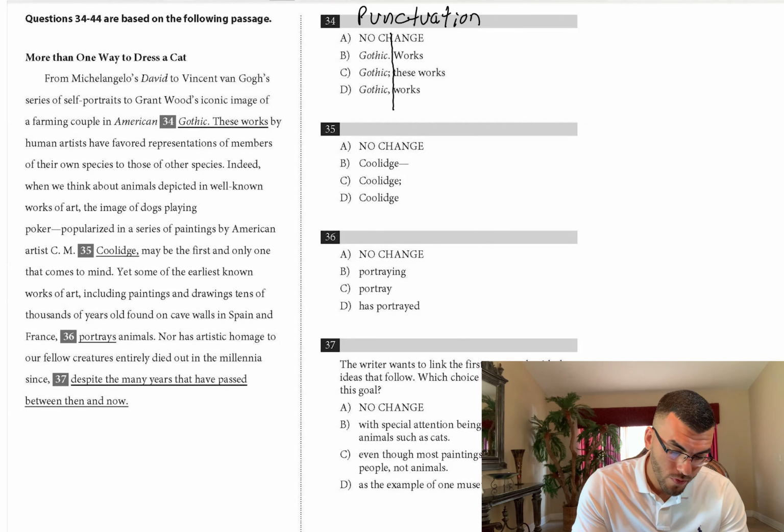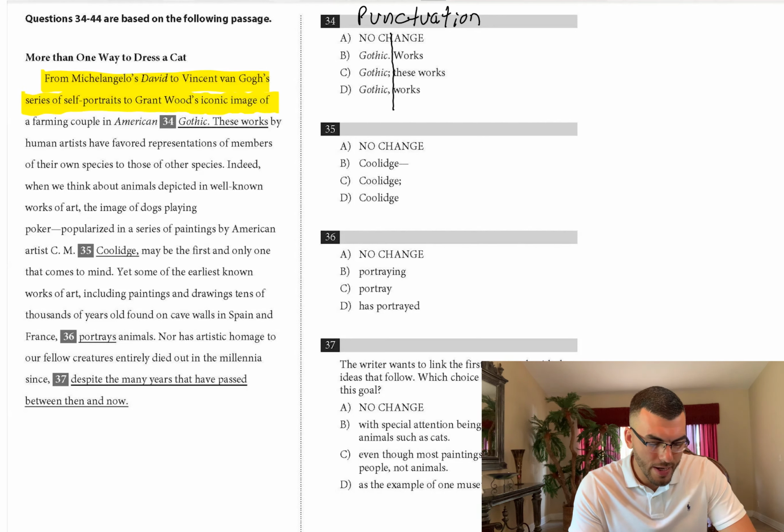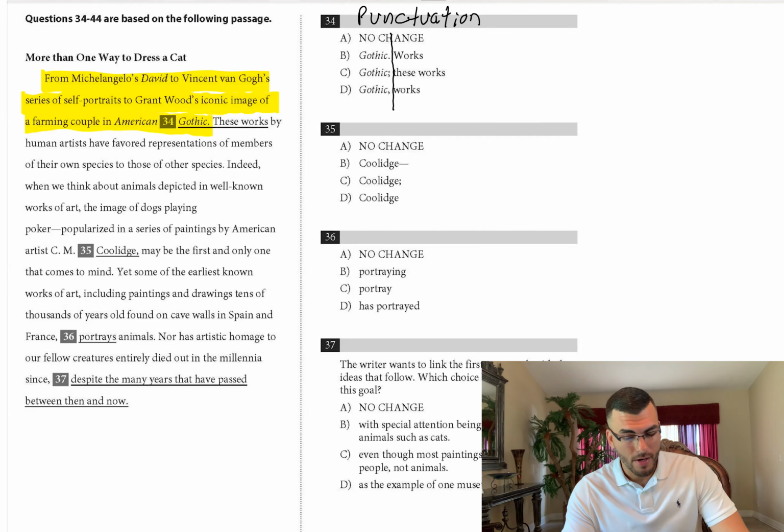All right, so my first sentence. From Michelangelo's David to Vincent van Gogh's series of self-portraits to Grant Wood's iconic image of a farming couple in American Gothic. That was a mouthful.